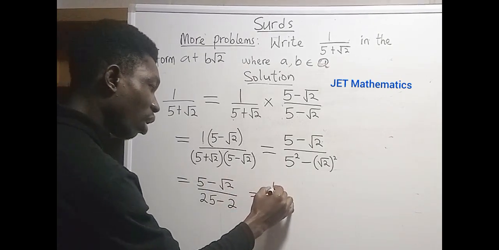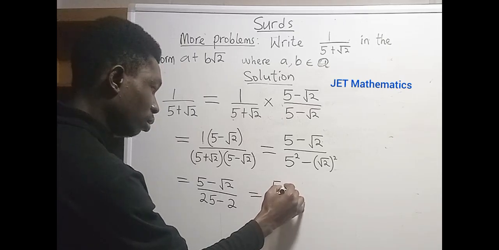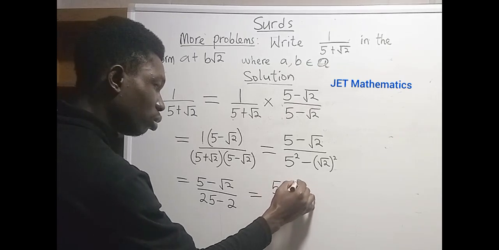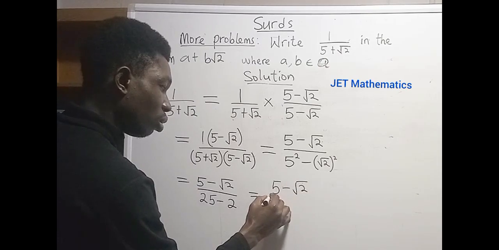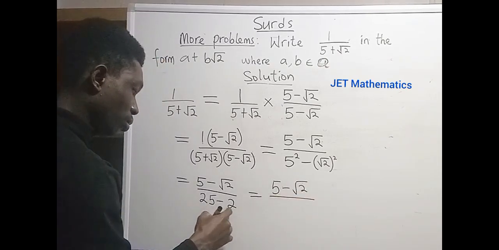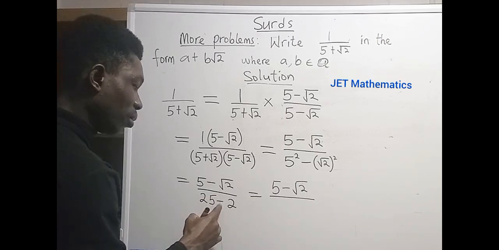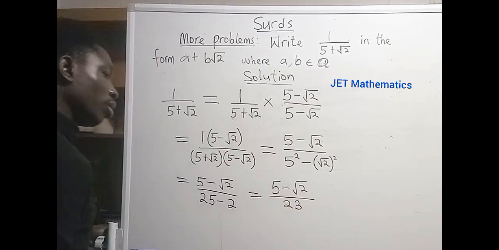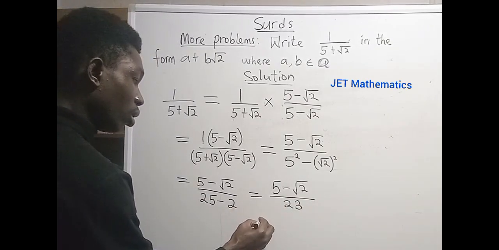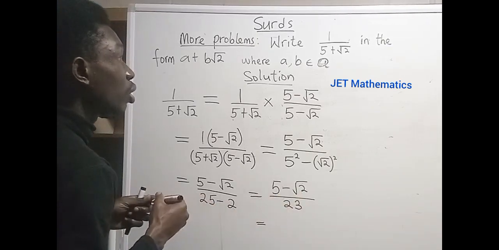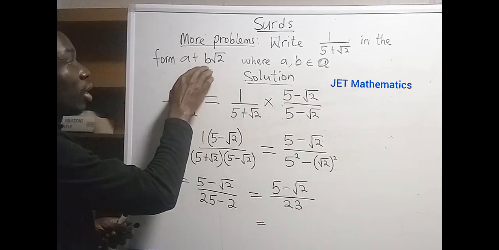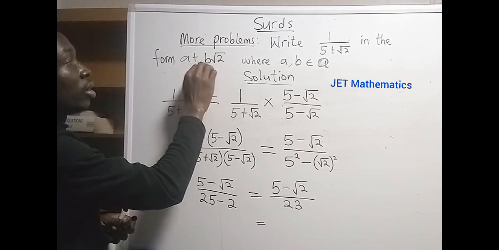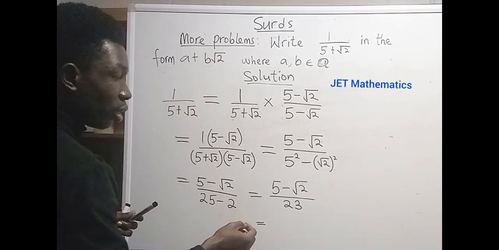So this gives me 5 minus root 2 over 25 minus 2 is 23. Fine. So that's the end of the solution, but we just need to express it so that it looks like this form.